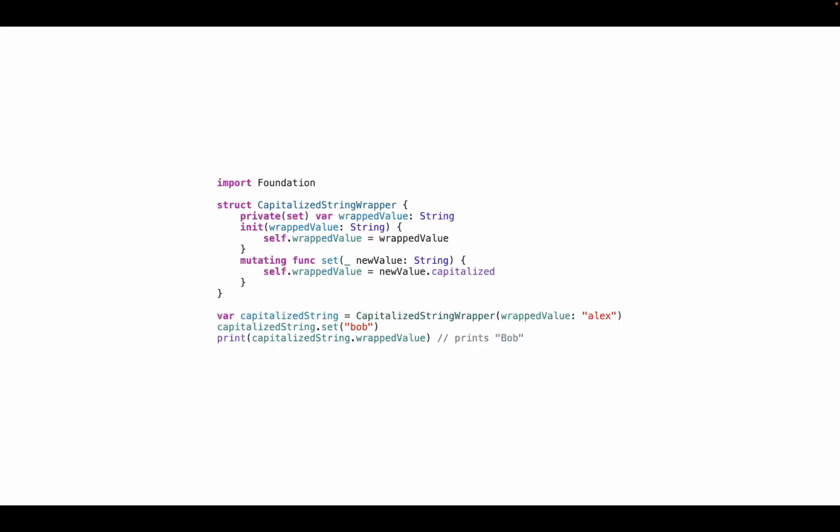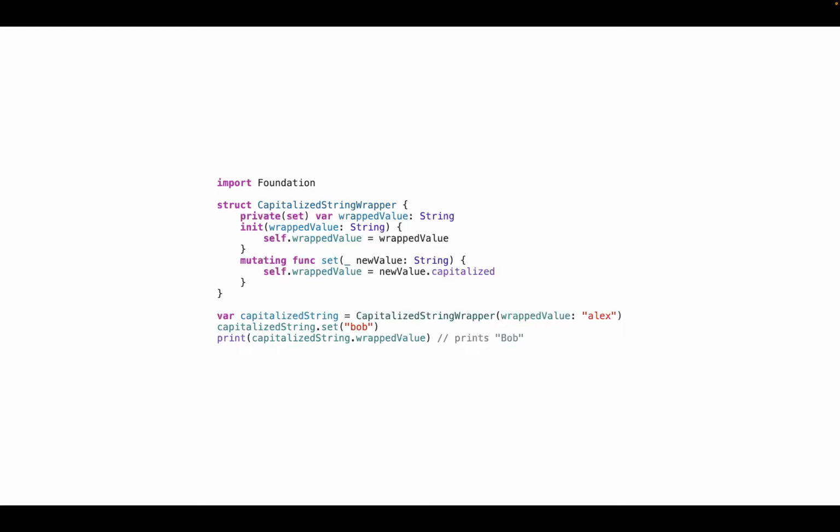So this is a simple wrapper that we are creating with a struct. What this one does is whenever we assign a new value to it, it will try to capitalize whatever string you provide. For example, we're first creating that with the string Alex, and then the A will be capitalized, and when we set that to Bob, the B would be capitalized. That's a very simple wrapper that you can also do in other languages.